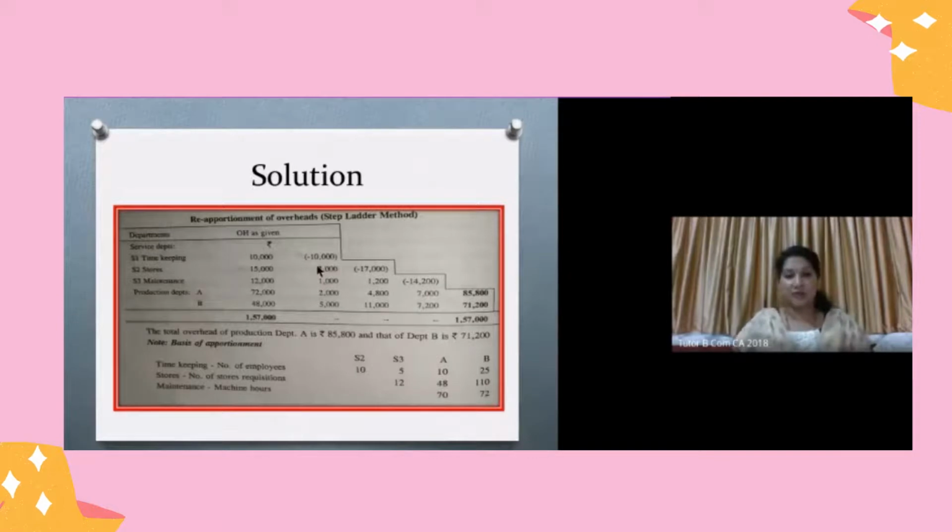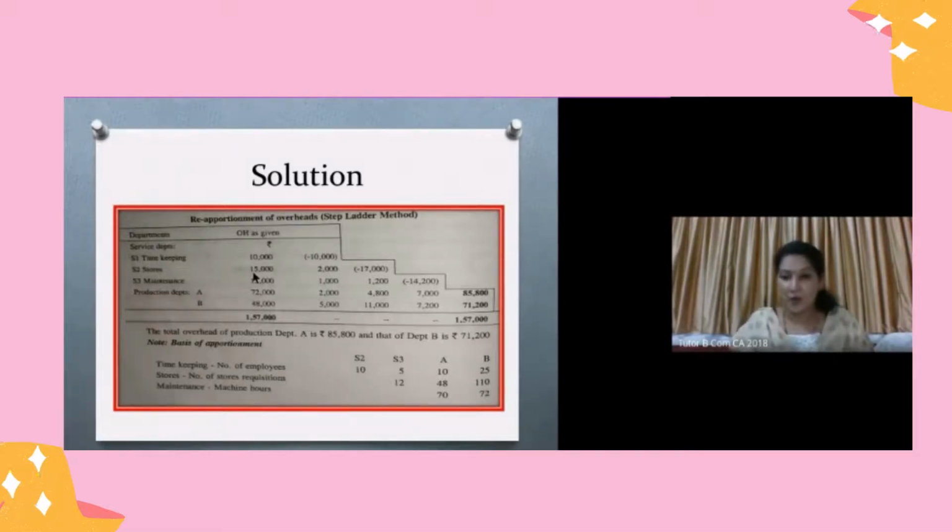But what you have to remember is it happens in the form of steps. So we are arranging this in the vertical form instead of horizontal arrangement. In the previous exercises, in the direct method and repeated distribution method, we were trying to nullify through horizontal distribution. But here, it is arranged in a vertical form. That's why we call that a step ladder or step method. Okay. So we have nullified the overhead expenses of S1.